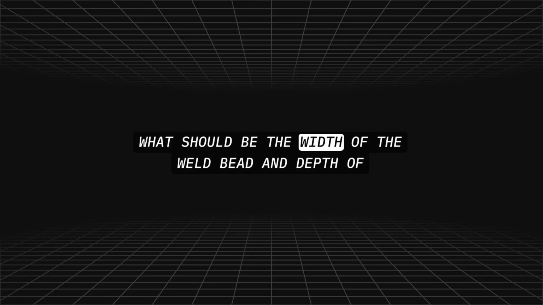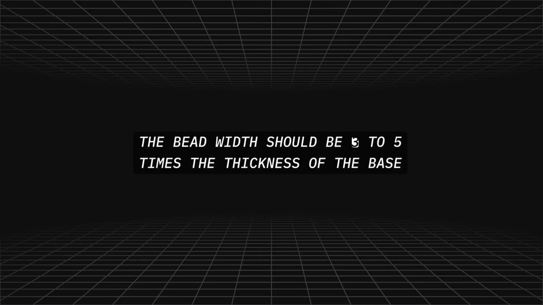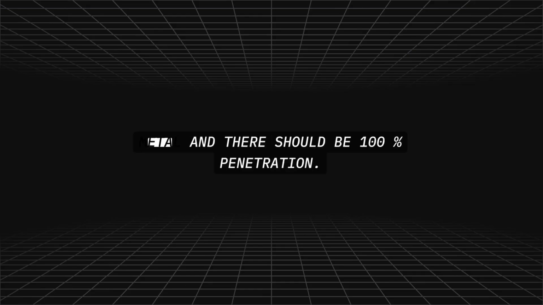What should be the width of the weld bead and depth of penetration when making a butt weld? The bead width should be 3 to 5 times the thickness of the base metal, and there should be 100% penetration.